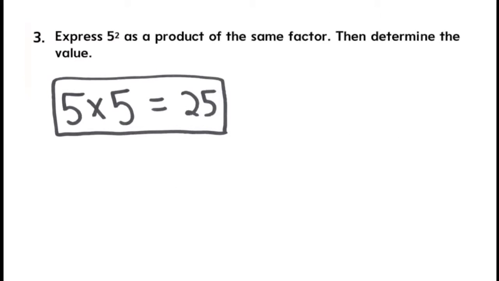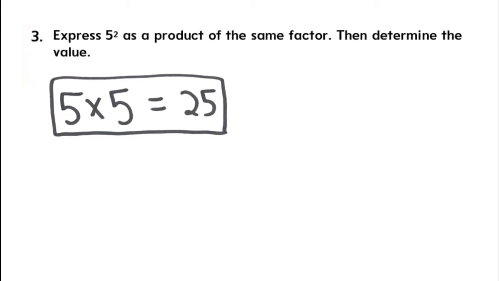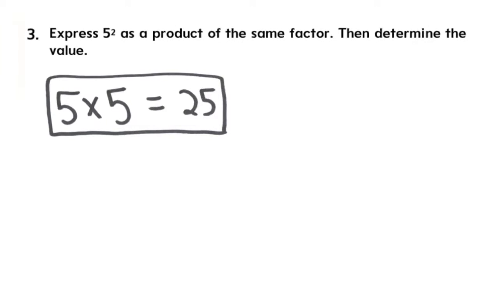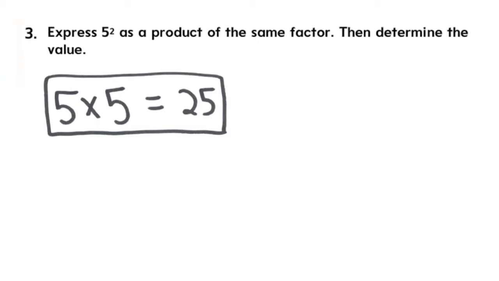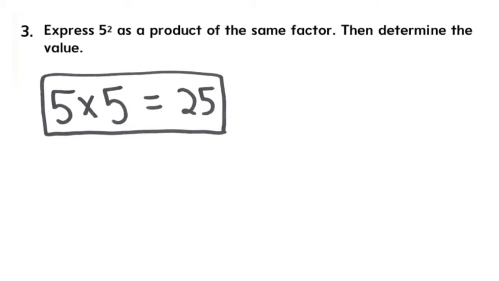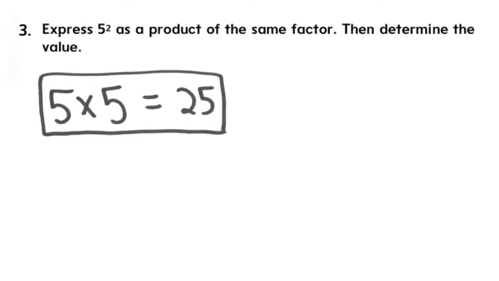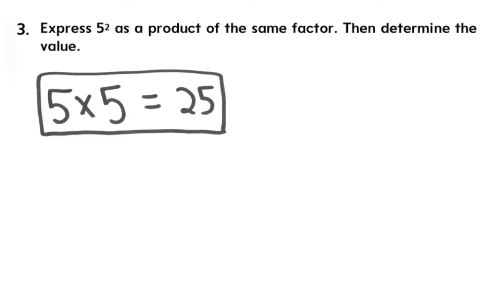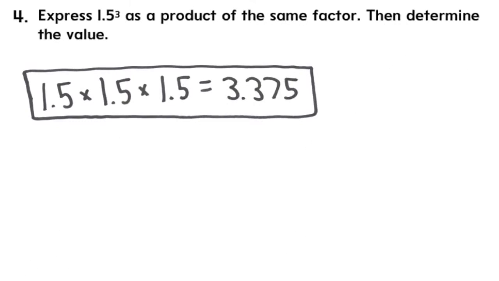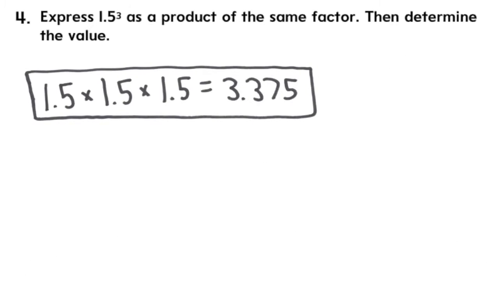Now what if you had a number in exponential form and you wanted to expand it? What you would do is you would write your base, in this case it's 5, and you would write it 2 times. It would be 5 times 5, which is 25. Please be very careful not to write 5 times 2, seeing as how that would give you a totally different product.